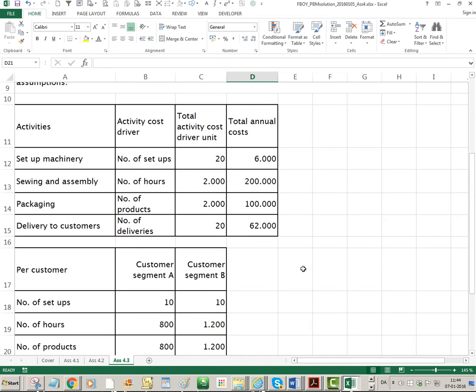So what could be our first step? It could be to find what we call the driver rate. If we know how much the total annual cost for setup of machinery is, and they have so many setups, how much does each setup cost? That would be the driver rate. So that is this one divided by that. I can see it will cost us 300 krona. And we can make the same calculation here.